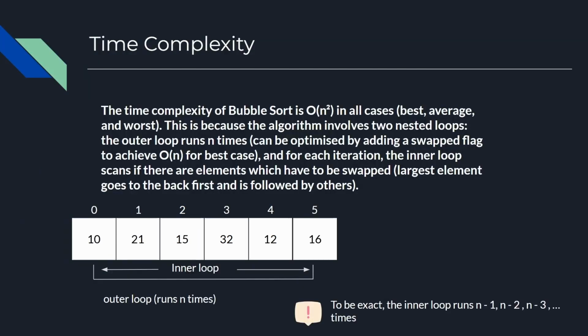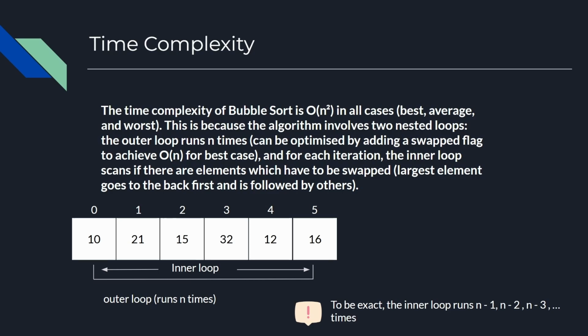Now let's talk about the time complexity. So the time complexity of bubble sort algorithm is O of n squared in all cases: best, average, and worst. Because it involves two nested loops, the outer loop will run n times, and the inner loop goes through all unsorted elements in each pass. In the worst and average cases, bubble sort performs O of n squared comparisons and swaps.